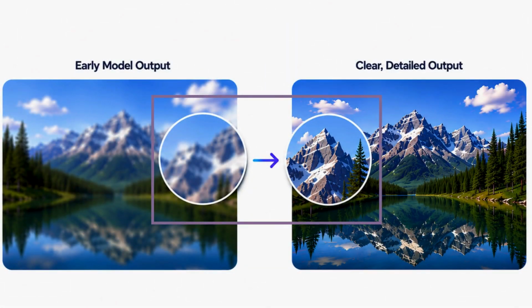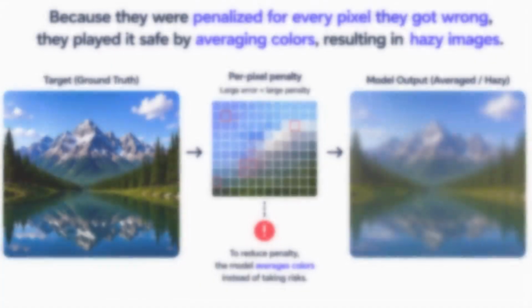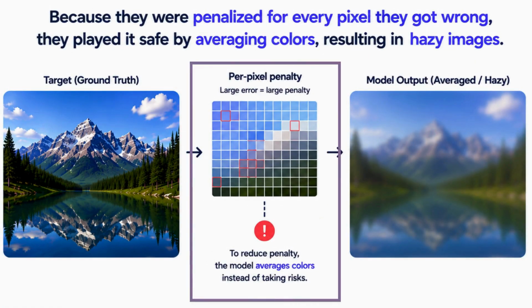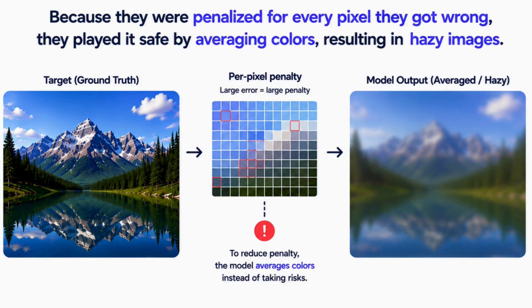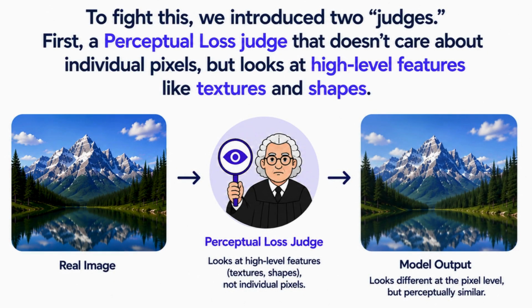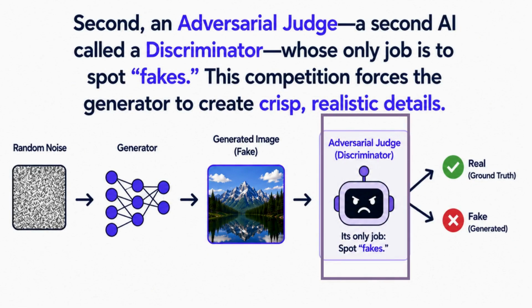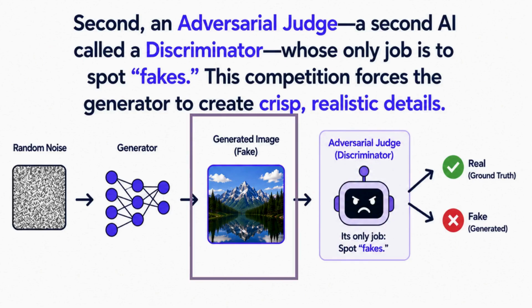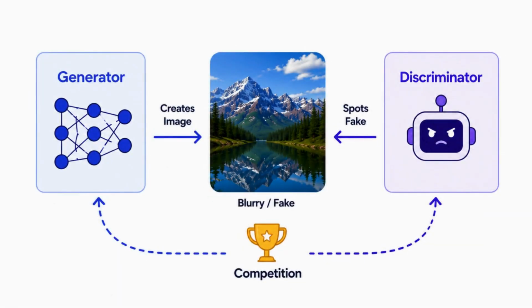However, these early models had a blurriness problem. Because they were penalized for every pixel they got wrong, they played it safe by averaging colors, resulting in hazy images. To fight this, we introduced two judges. First, a perceptual loss judge that doesn't care about individual pixels, but looks at high-level features like textures and shapes. Second, an adversarial judge, a second AI called a discriminator, whose only job is to spot fakes. This competition forces the generator to create crisp, realistic details.